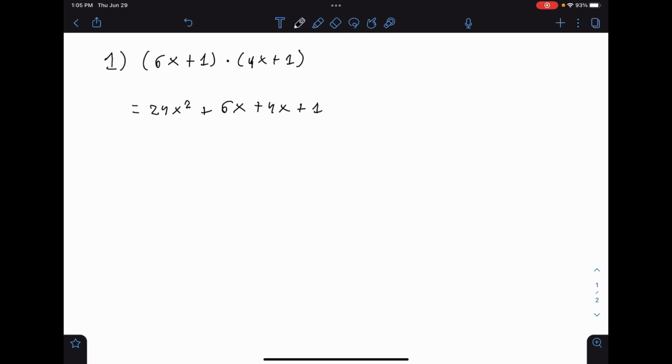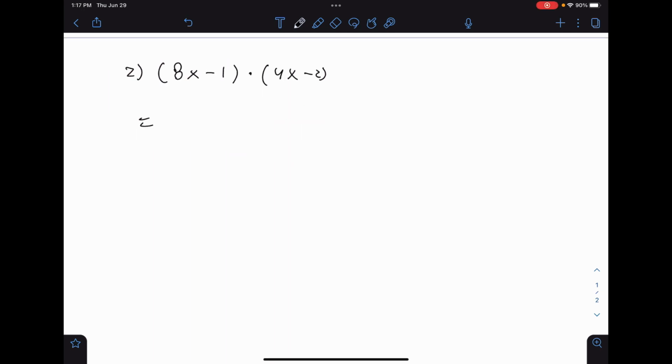Is there anything like this x squared term? No, so we just leave it. But you know what there is? There's another x term, isn't there? 6x plus 4x, we can add those together. 6 plus 4 is 10, so this is 10x. And then we just have a 1 at the end here. Amazing. All right, on to the second example.